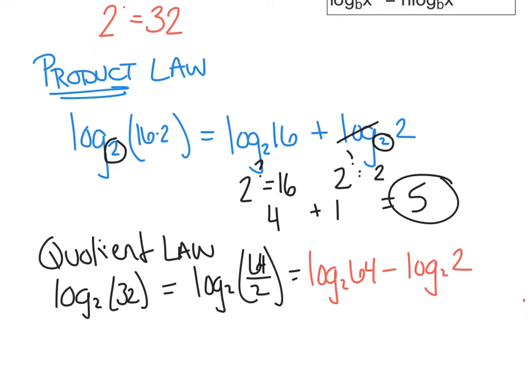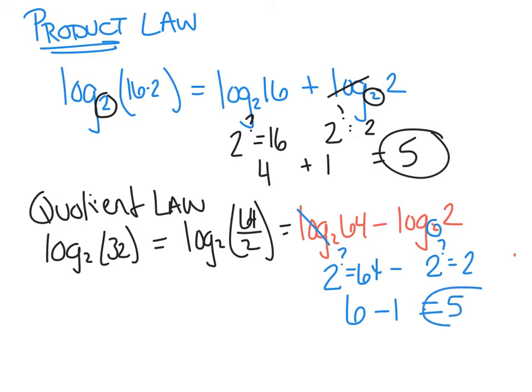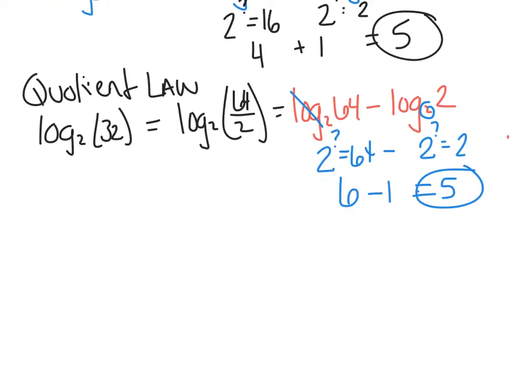Now again, I'm hoping I know these answers. I'm just saying, remember, log is what power? What power of 2 is 64? And that's a 6. Minus what power of 2 is equal to 2? And that's a 1. And again, I get an answer of 5. So again, I should be getting the same answer every single time. All right, let's try the last one, which is the power property.